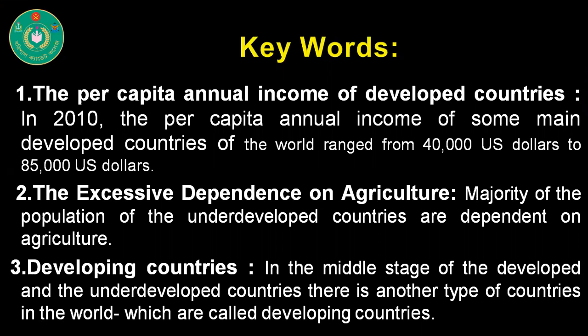Number two, the excessive dependence on agriculture. Majority of the population of underdeveloped countries are dependent on agriculture. Lastly, number three, developing countries. In the middle stage of the developed and the underdeveloped countries, there is another type of countries in the world which are called developing countries.